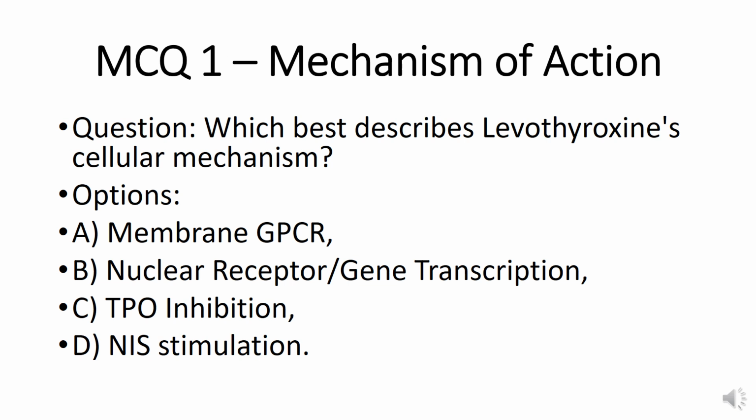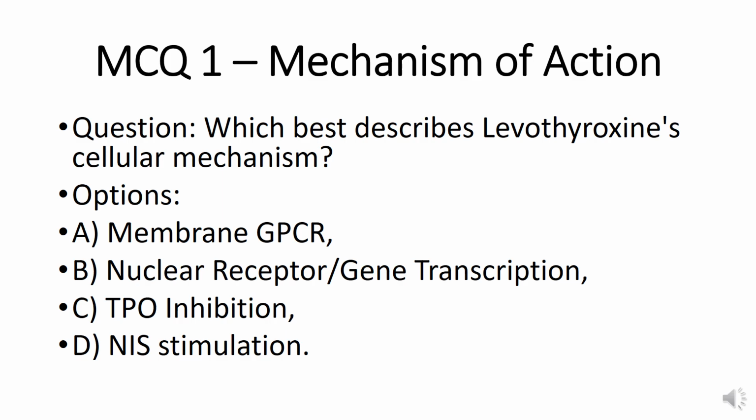Let's see why. Levothyroxine, or LT4, is a synthetic form of thyroxine. After entering the body, much of it is converted into triiodothyronine, the active thyroid hormone. Triiodothyronine then enters target cells and travels to the nucleus. Inside the nucleus, it binds to thyroid hormone receptors known as TR-alpha and TR-beta. These receptors function as transcription factors.